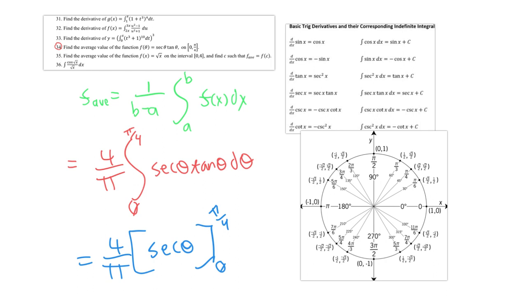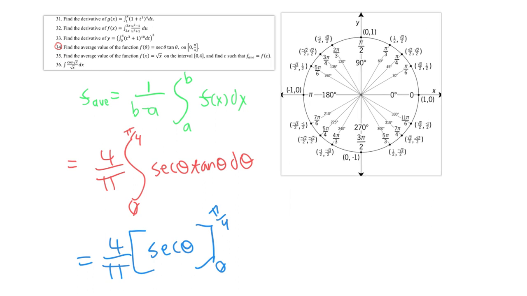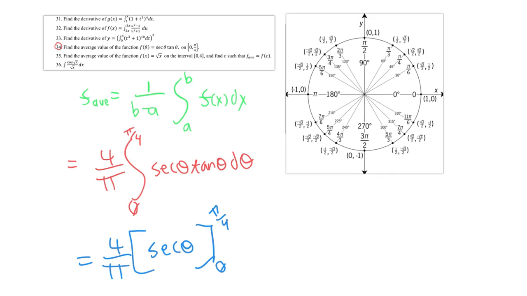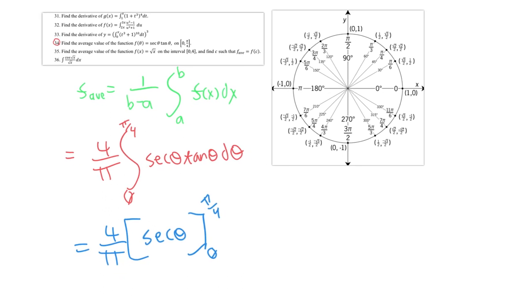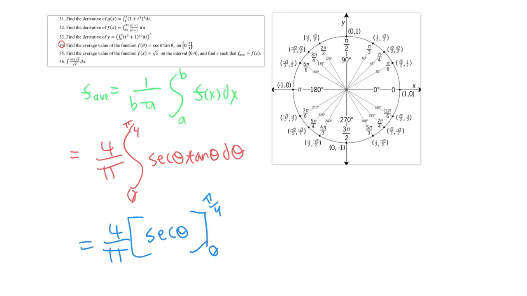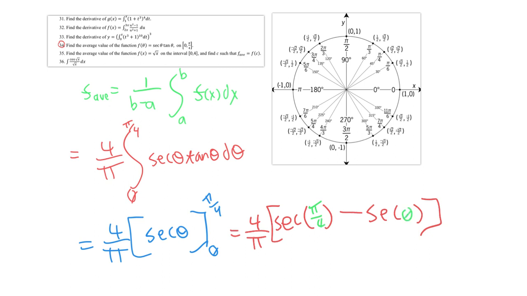So I do believe we are probably going to need this unit circle soon because I really like to memorize stuff. I mean, maybe I should, but I like to rely on these reference guides when I can. I also sometimes forget stuff. So I think everyone would agree that what we're really dealing with here is going to be 4 over pi times secant of something minus secant of something else. Well, it's going to be pi over 4 here, and it's going to be 0 here.